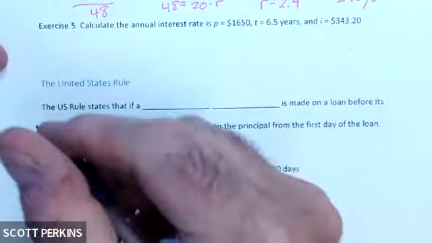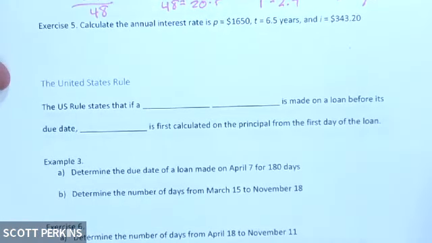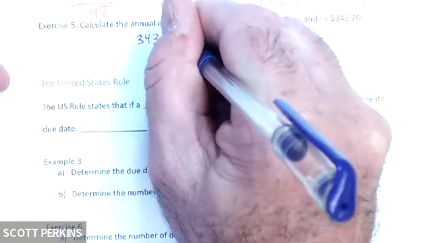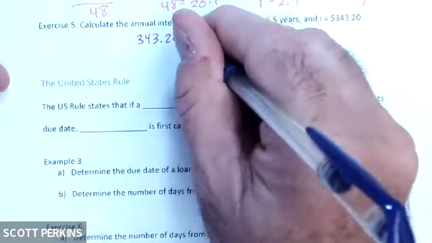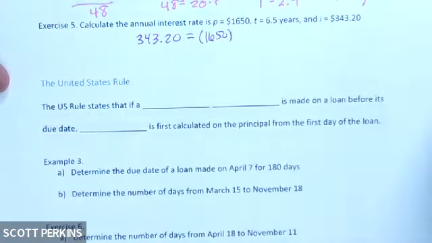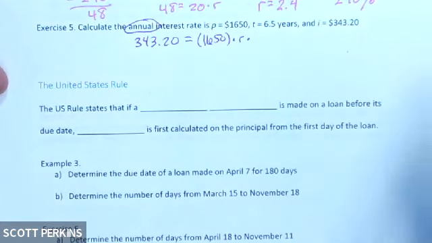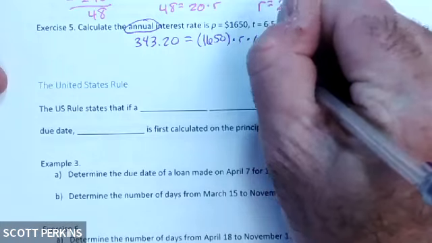So on this one right here, I don't need to do any calculations for really anything. It's all pretty straightforward. So the interest is $343.20. That's equal to the principal, which is $16.50. The rate is what I'm looking for. I've been asked to figure out what the annual rate is. So I need my time in years. And the good news is my time is given in years this time. So less work for us.